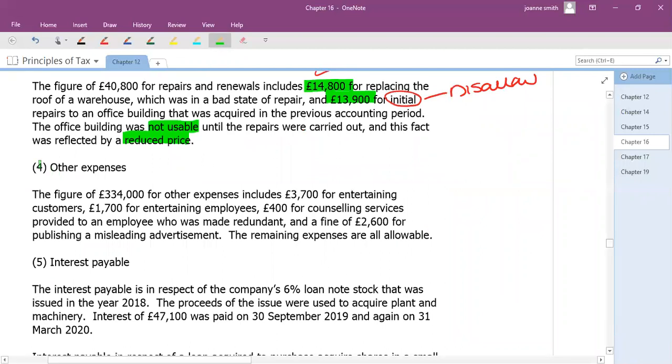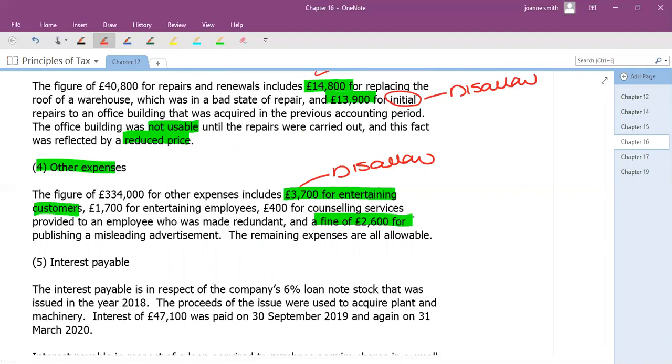Other expenses then includes 3,700 for entertaining customers. Entertaining, we always disallow unless it's for an employee. So that means the next one will be okay. We can also allow the counselling services for employees. That's fine. But we've got a fine for publishing a misleading advertisement. Any fines we have to disallow, except for speeding fines where we've agreed to pay these on behalf of our employee. So we've got 2 disallowables there.